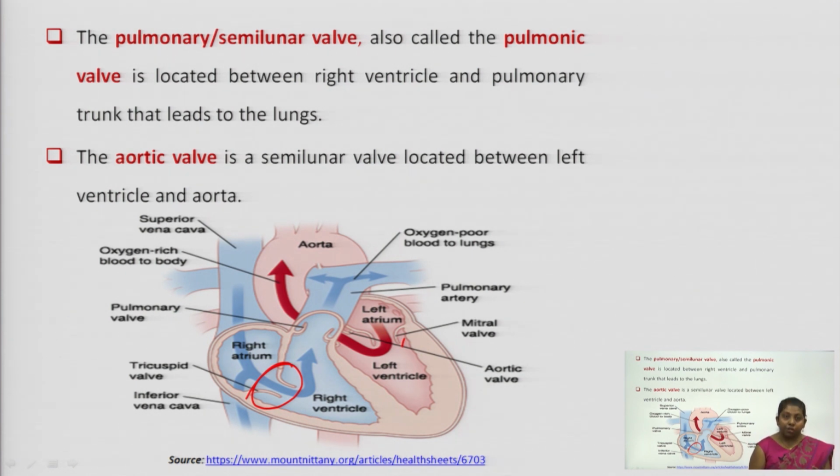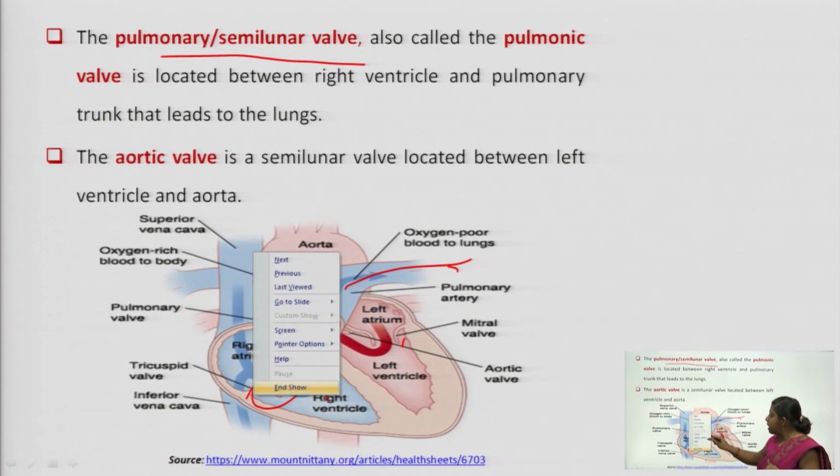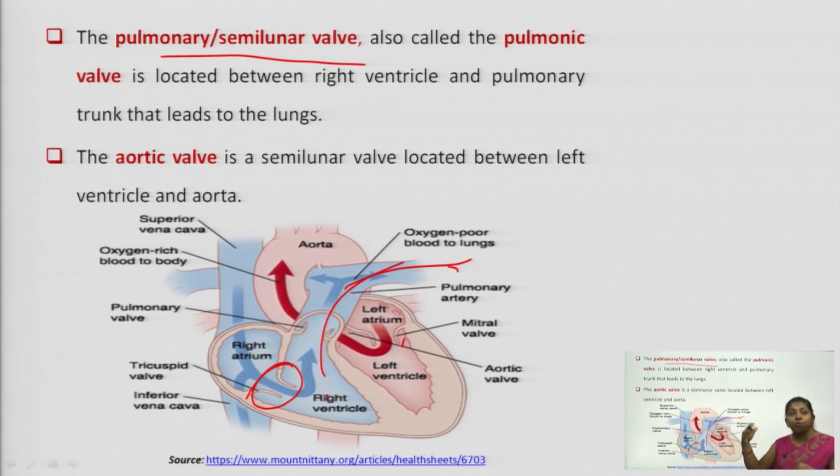Pulmonary valve is also termed as your semilunar valve. Fine. So this semilunar or pulmonic valve is present in between your right ventricle and pulmonary trunk. This is your right ventricle and this is your pulmonary trunk. So when your blood is flowing from right ventricle into the pulmonary section, into the lung section, then it is crossing the pulmonic valve.